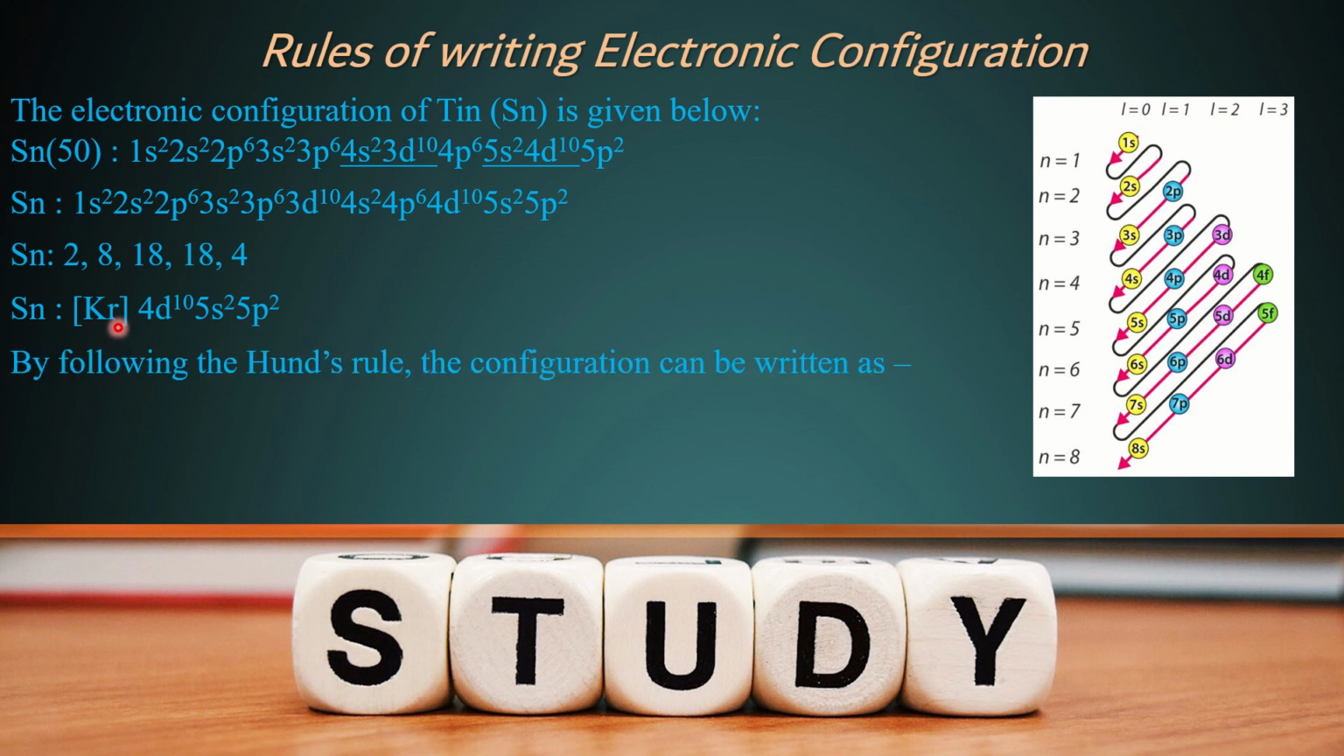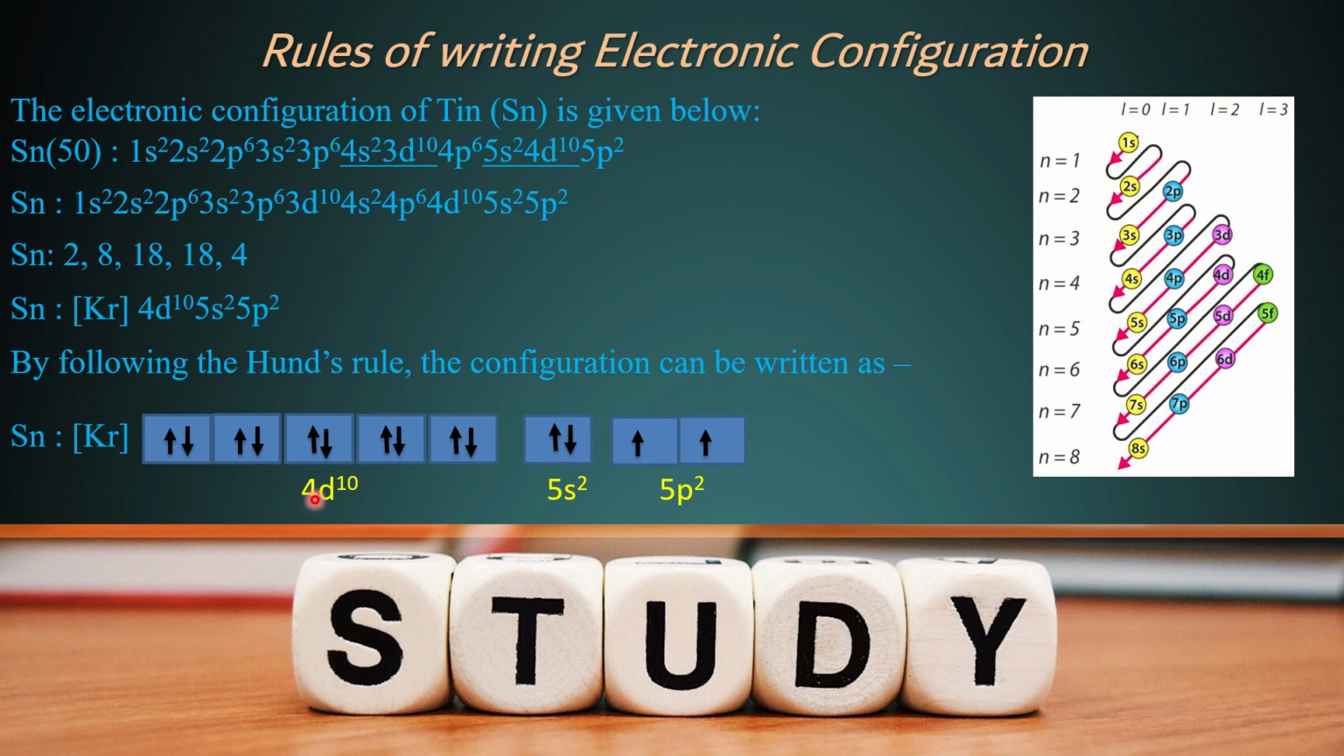Now, following Hund's rule, the electronic configuration can be written as krypton and then 4d10. In the 4d orbitals there are a total of 10 electrons, in paired condition with opposite directions. 5s2 is also like this, and then 5p2. In the 5p orbitals there are a total of 3 orbitals, but only 2 electrons. So these 2 electrons will go to 5px and 5py in the upward direction. This is the electronic configuration of tin following Hund's rule.